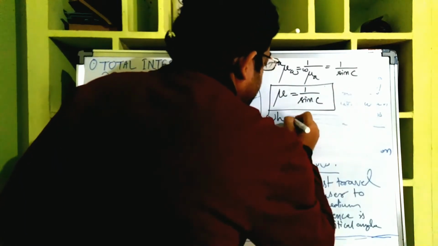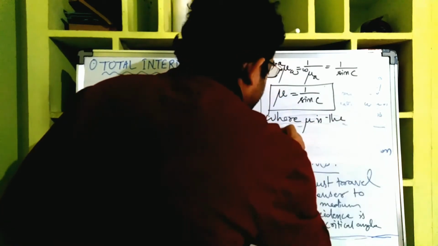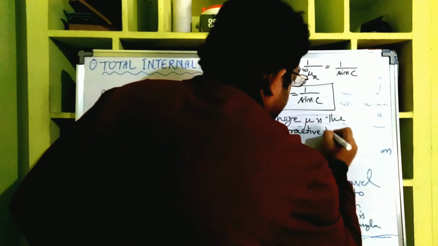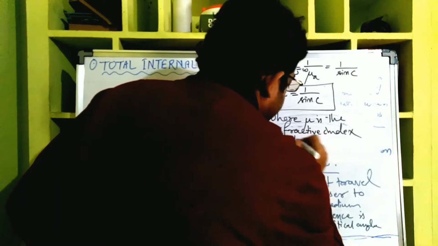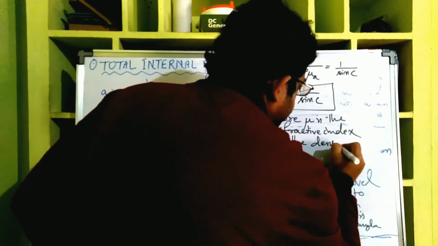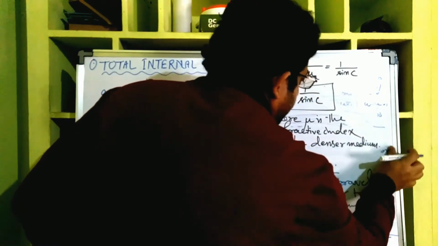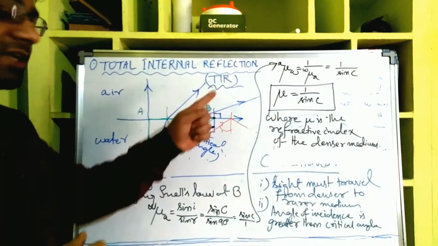where mu is the refractive index of the denser medium. Is it clear to everybody?